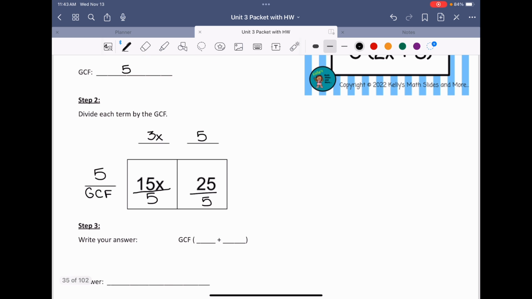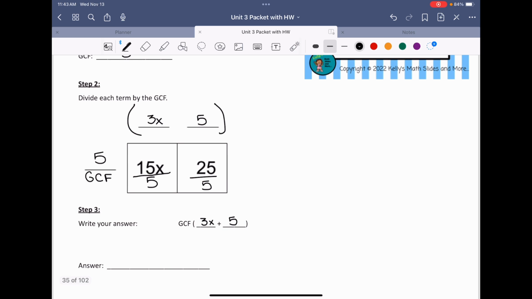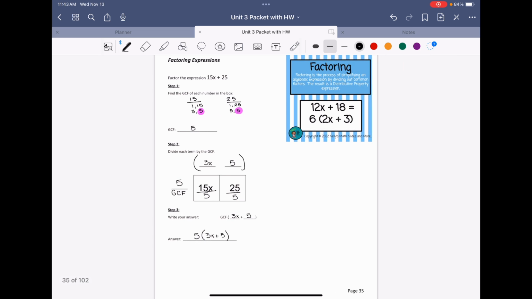So I'm going to have my GCF, and then whatever's on the top goes on the inside of my parentheses. So 3x plus 5. When I go to write this as the answer, though, I don't want just 3x plus 5. I need the greatest common factor out in front. So 5 times 3x plus 5. All right, let's put this all together.